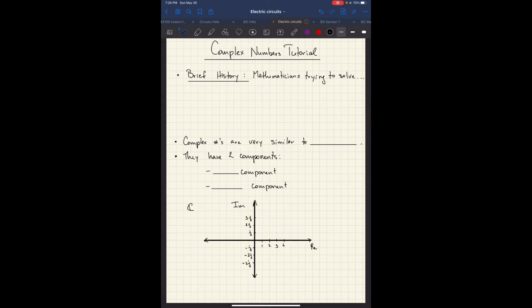Hello everyone, I just wanted to do a quick tutorial on complex numbers. So, a brief history about complex numbers. Complex numbers came about because mathematicians were trying to solve the following equation.